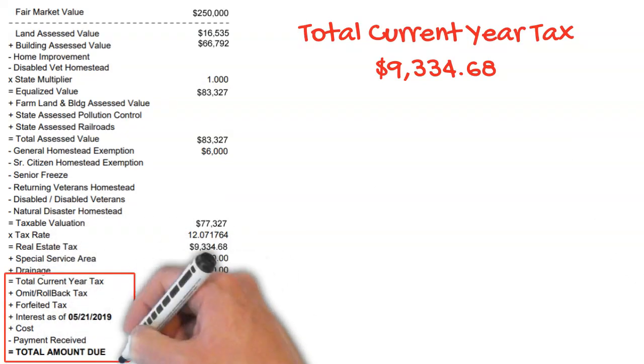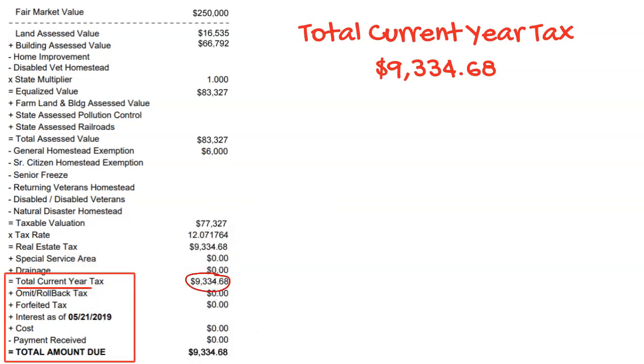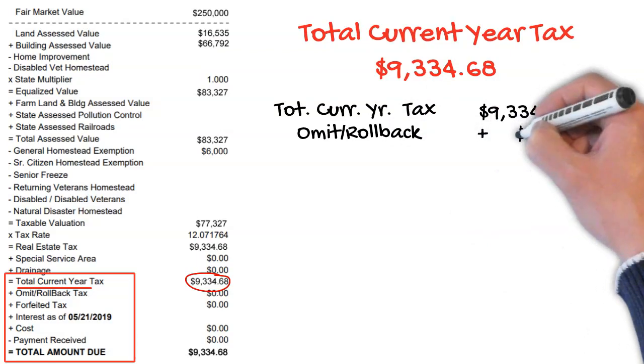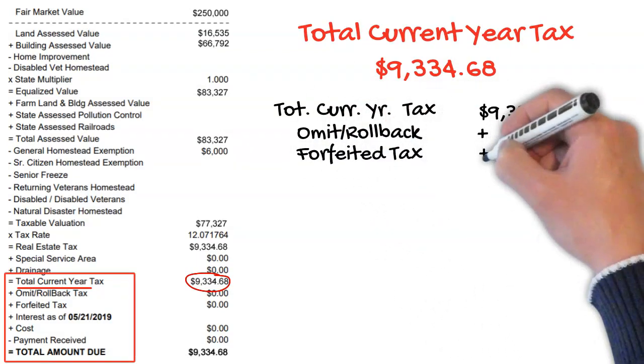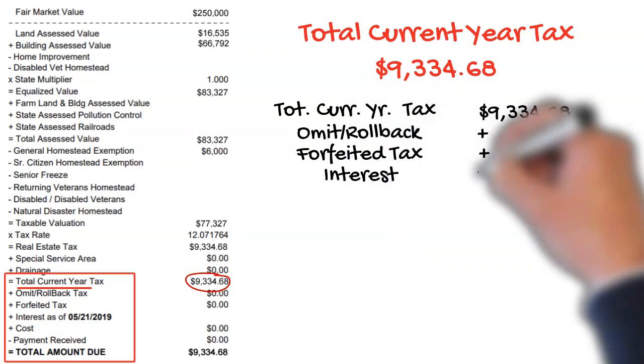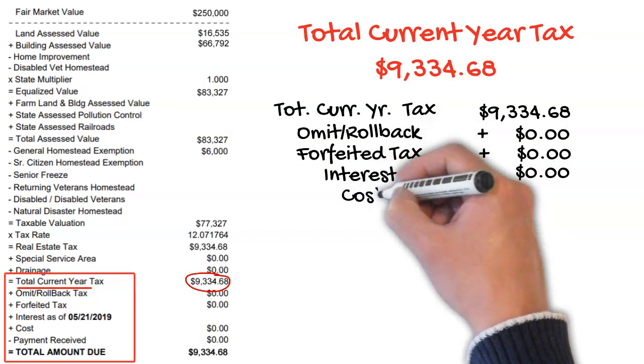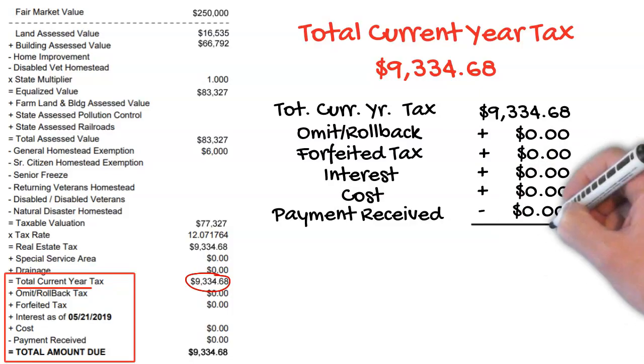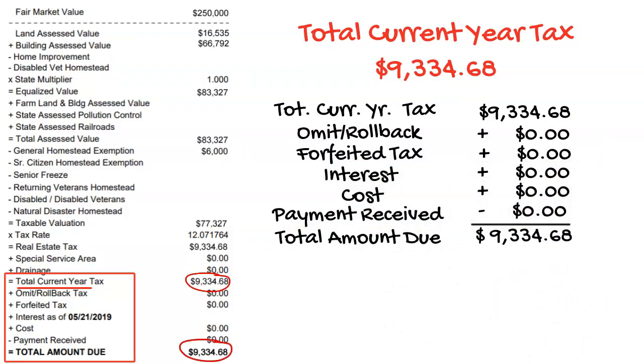Finally, in this last section, we take your total current year tax and add any amounts accrued from previous years. This includes any taxes omitted from prior years, any recaptures of taxes previously forfeited, any interest on past due taxes, costs accrued, as well as a reflection of payments already received to arrive at your total amount due.